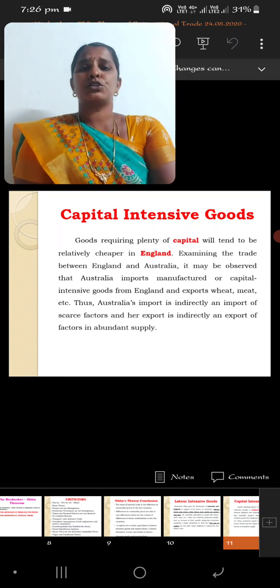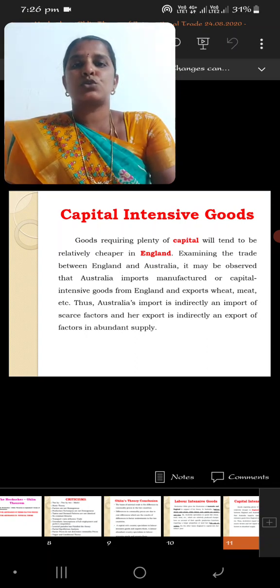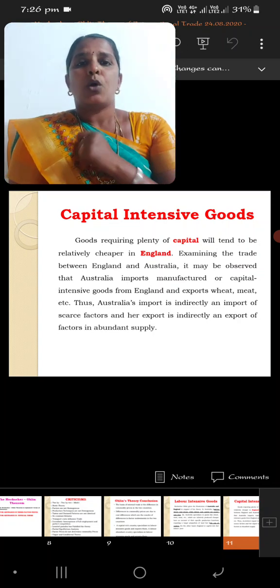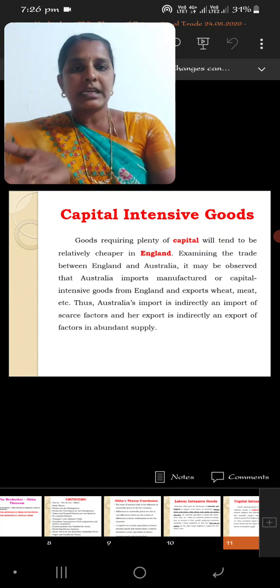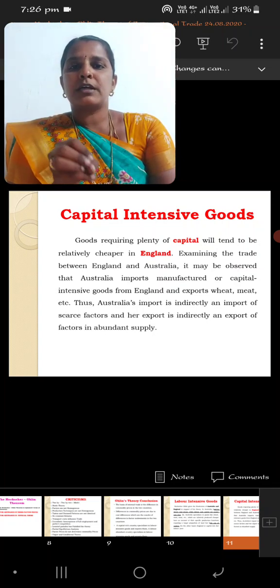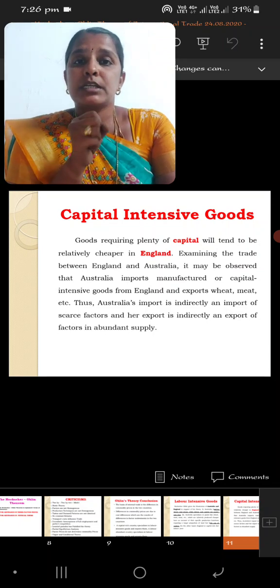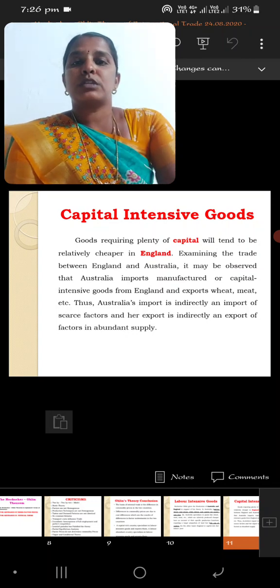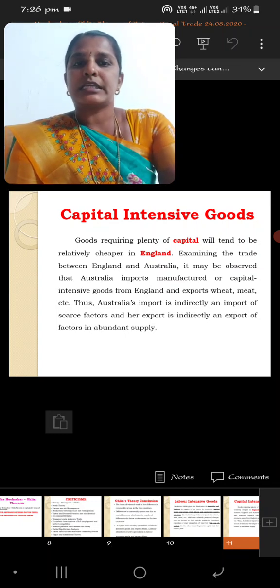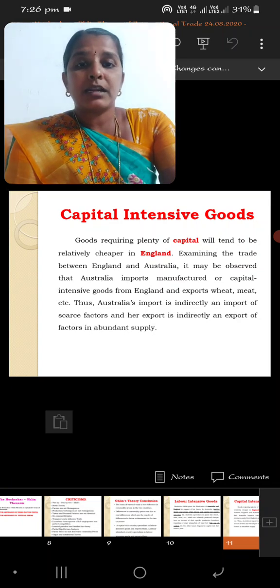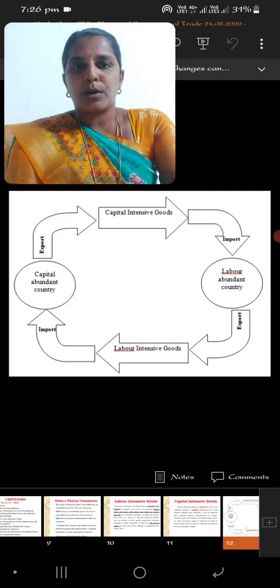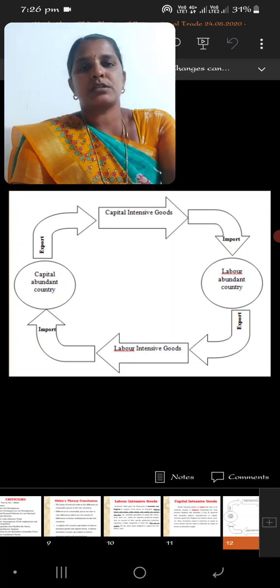So now we will go on to the capital intensive goods. Capital is relatively cheaper in England. Examining the trade between England and Australia, it may be observed that Australia imports manufactured or capital intensive goods. So Australians directly or indirectly import the scarce factors, and export directly or indirectly the factors abundant in supply. So here we are using the capital intensive goods. This is the flow chart about labor intensive goods and capital intensive goods.